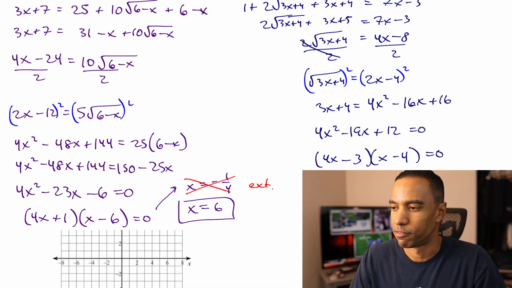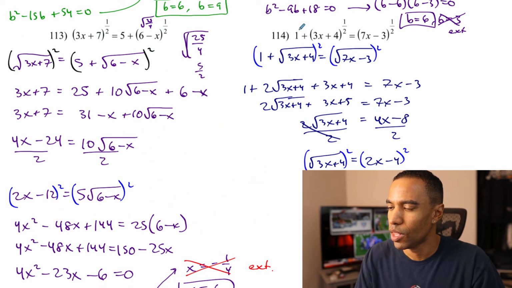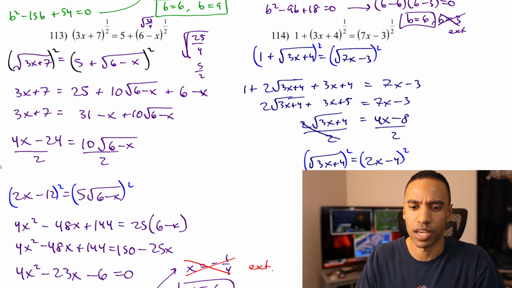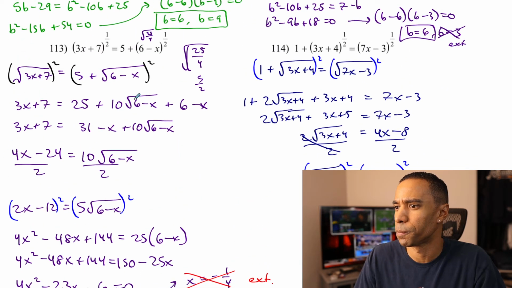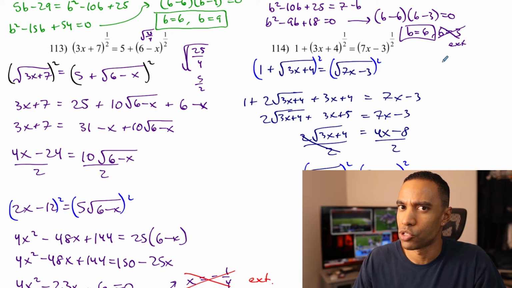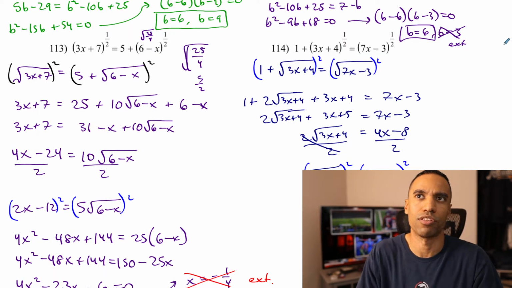Let's try 4 first. 1 plus 12 plus 16, square root of that. 1 plus 4 is 5. 28 minus 3 is 25, square root of that is 5. That checks out. What's our other number? 3/4. 9/4 plus 4 is 25/4. Square root of that is 5/2.